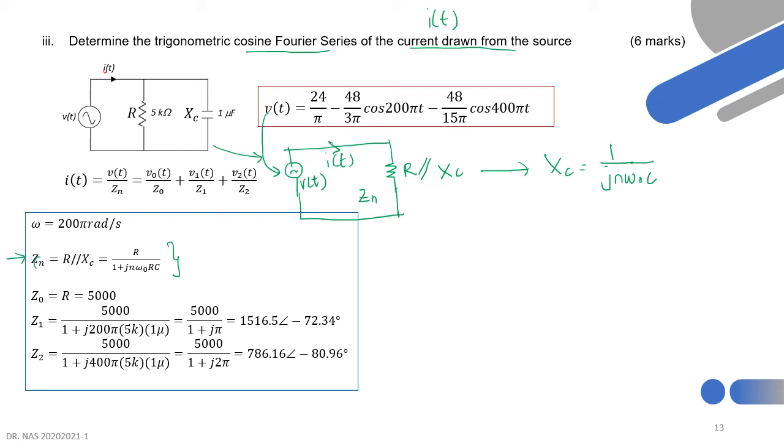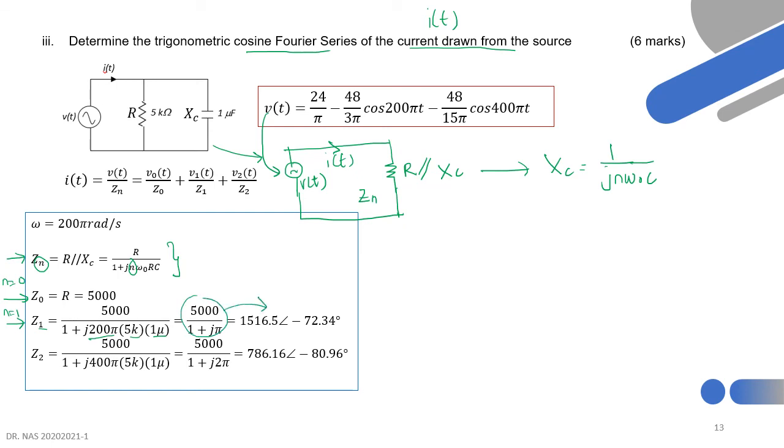So then you need to replace your n. So for n equal to 0, so your Z naught equal to R. So when n equal to 1, replace the equation with n equal to 1 and replace all values. So your impedance at n equal to 1 equal to these values. So this is 1 times omega naught. This is your R and this is your C. So then you need to convert this rectangular form into polar form.